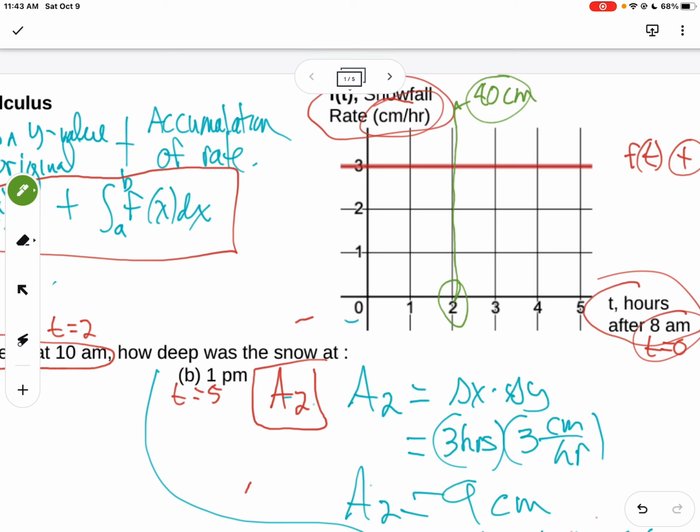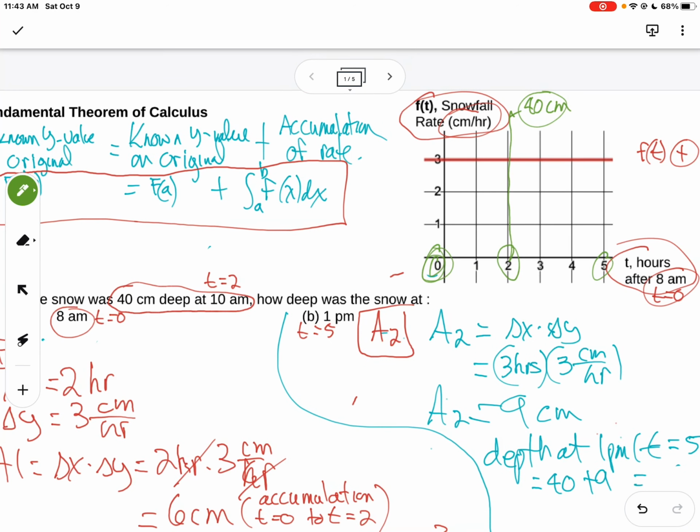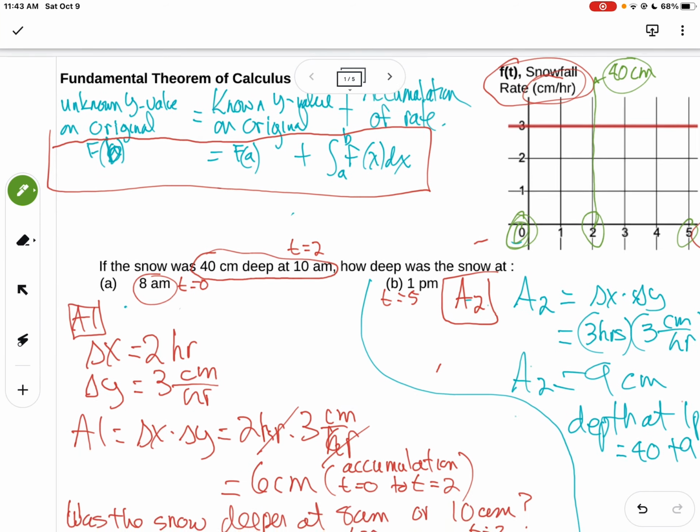Here's the part that I hope you're listening to. Actually, I hope you listen to all of it. But here's an important piece. Where was the snow deeper, at 0 hours or at 5 hours, if it was snowing 3 centimeters an hour the whole time? Well, pretty obviously the snow was deepest at 5 hours, because it continued to snow throughout those 5 hours. So t equals 5, which means the snow's less deep at 0. But we know there's 40 centimeters. That 40 centimeters is from the original function, not the rate. So that would be big F.